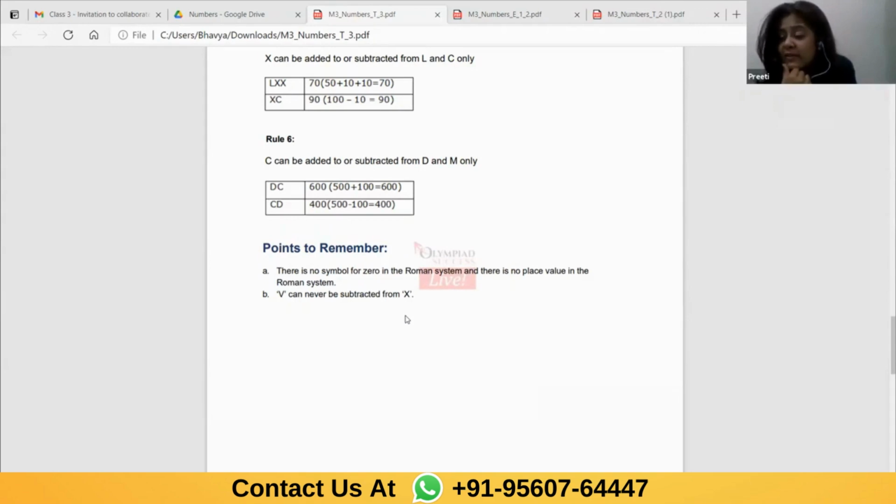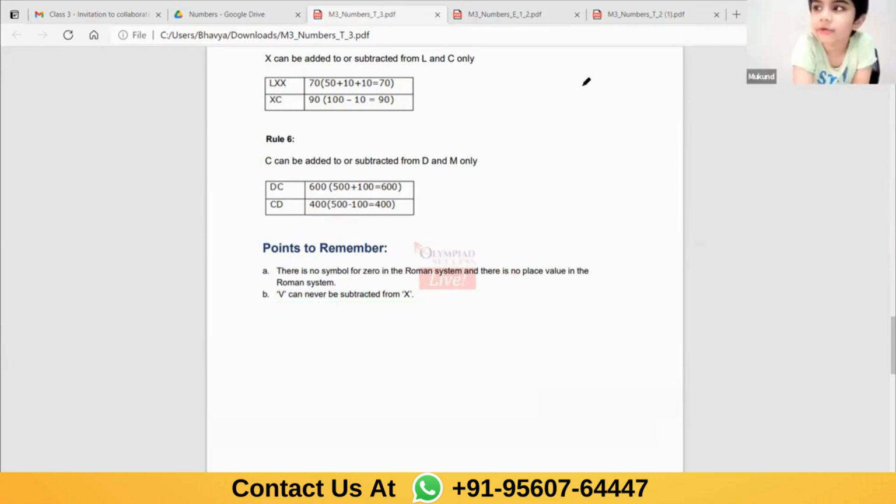And also one more very important thing, that V can never be subtracted from X. For example, I have to make 5. I can't write VX, sorry, I can't write XV. X is of value 10. So I will not write XV to make it 5. No, this is wrong. I use only V for writing 5. So V can never be subtracted from X. Clear?